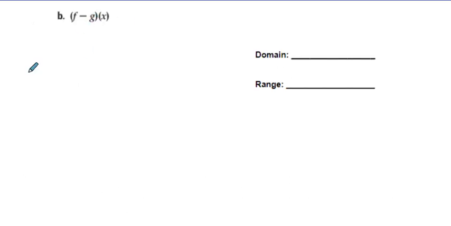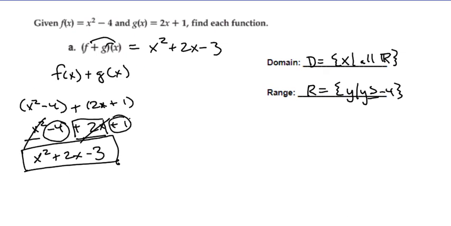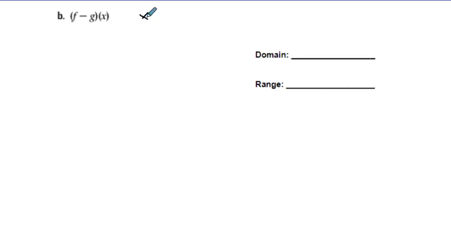All right, so now we have f minus g of x. So we have x squared minus 4 as our f of x. Sorry, I have to write this down because I don't remember anything. And our g of x, I believe, is 2x plus 1. There we go. Yep, sure is.